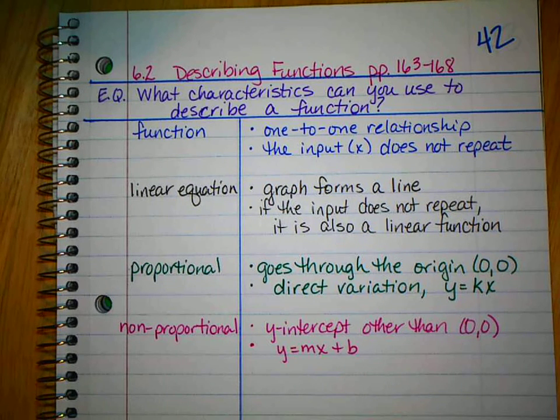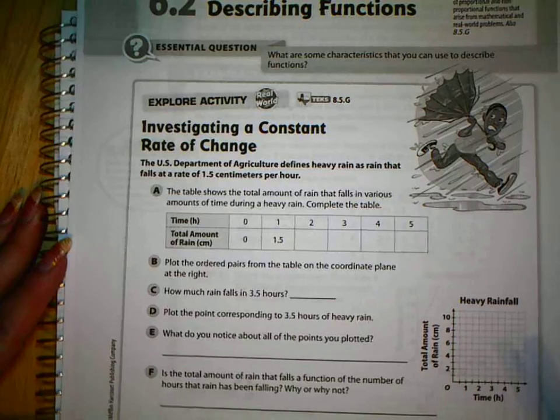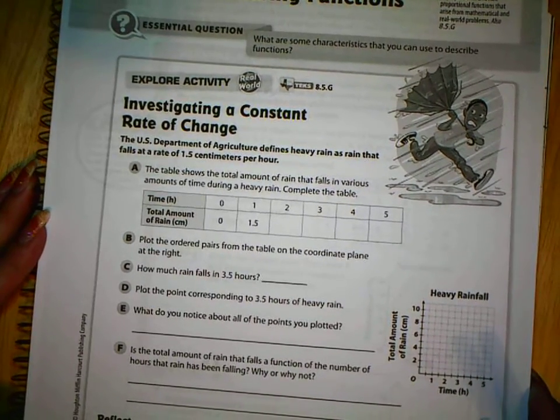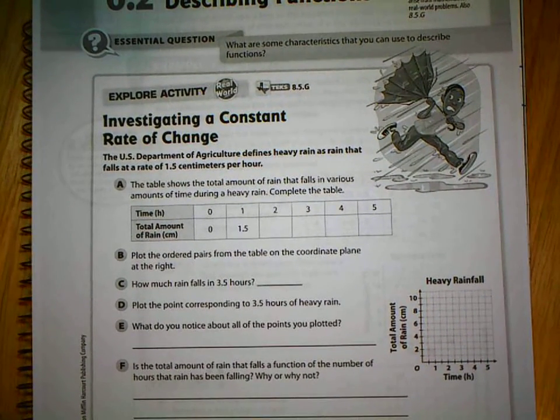Non-proportional means that you have a y-intercept other than 0, 0. It won't go through the origin. And the equation format is y equals mx plus b. At this point, I'm going to start using a copy of the book pages so that we get the examples. And we start with an explore activity, investigating a constant rate of change.